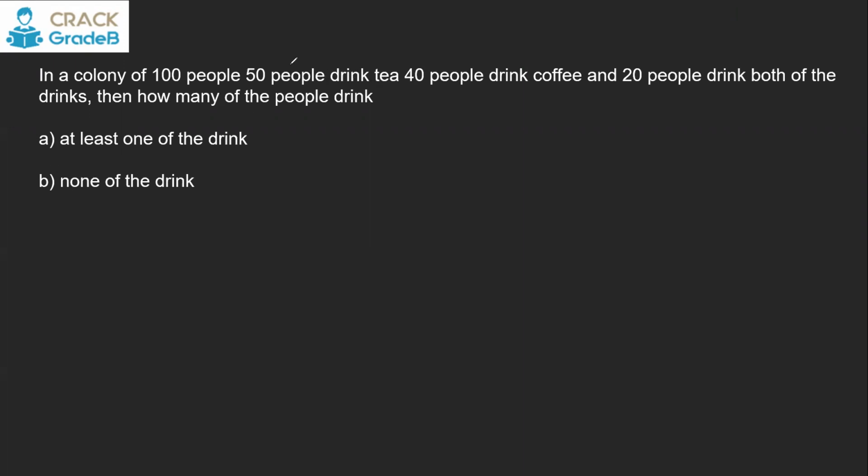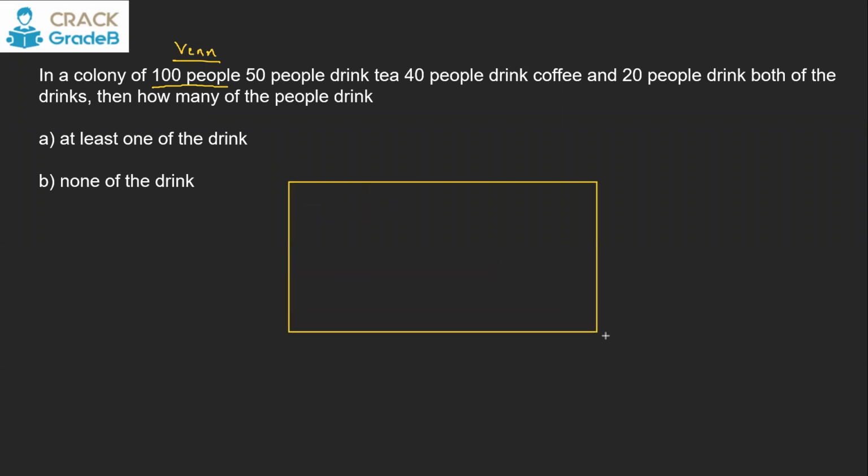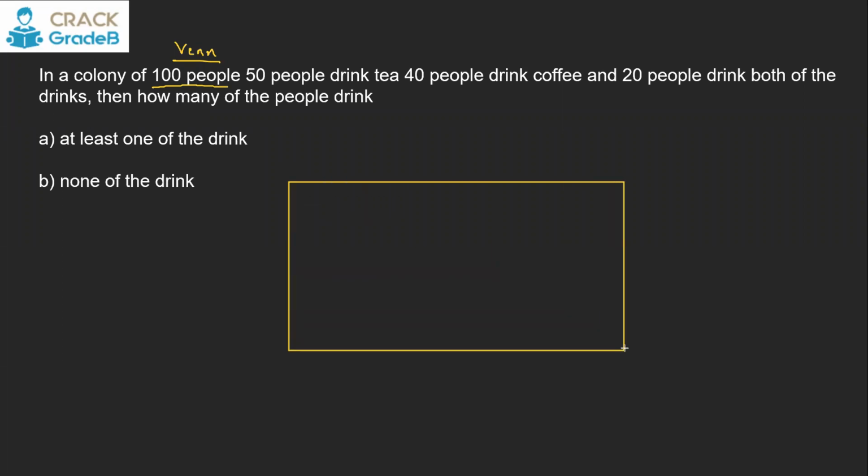So how do we solve these types of questions? We solve them using a Venn diagram. Now what do you mean by Venn diagram? A Venn diagram is basically a visual representation of data. If in this colony there are a total of 100 people, we draw a figure which will represent the 100 people. So consider this yellow rectangle, which represents 100 people. In that yellow rectangle, there should be a total of 100 people.